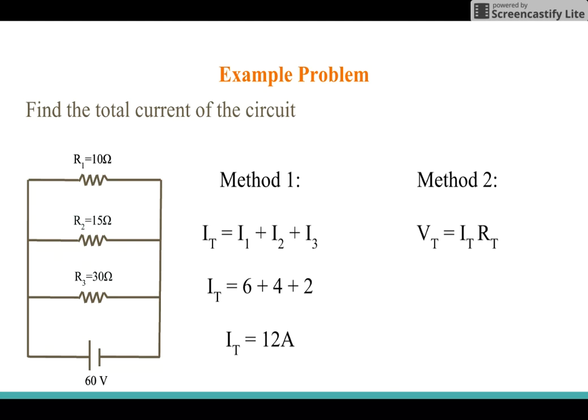The second method that we can use as well is Ohm's law. So the total voltage is going to equal the total current times the total resistance. Since we know the total voltage is 60 volts, and we calculated the total resistance to be 5 ohms, we can plug this into the formula. This also gives us a total current of 12 amperes.